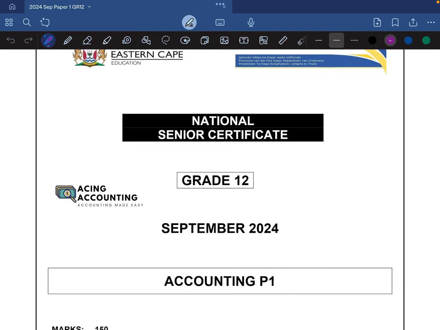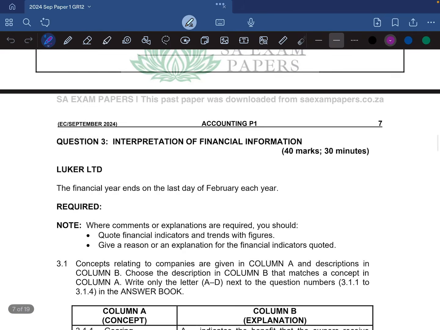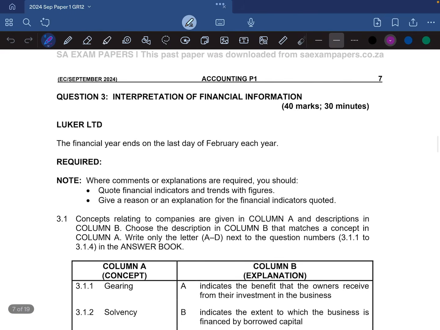Hello, grade 12. Today we are once again looking at paper 1, grade 12, that was written in September 2024 in the Eastern Cape province. And I just want us to focus on question 3, which is the interpretation of financial information. So this question was allocated 40 marks to be completed in 30 minutes.